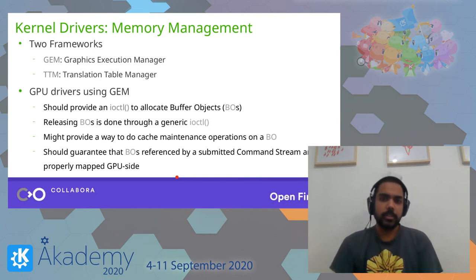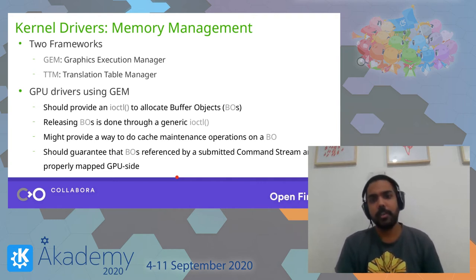So one of the first things that I mentioned earlier was that one of the responsibilities of a kernel driver is memory management. You have two frameworks within the kernel to allow for this. One of them is GEM, and the other one is TTM. GEM is what all the kernel drivers use, excepting for VMware, which uses TTM. GPU drivers using GEM typically will allocate buffer objects.